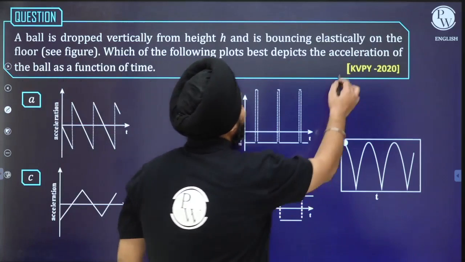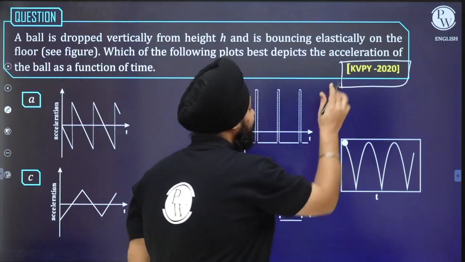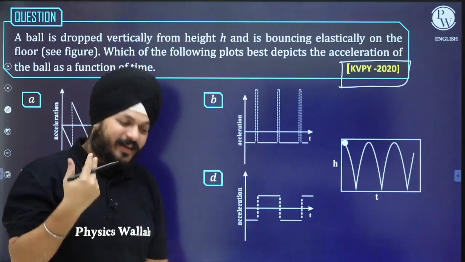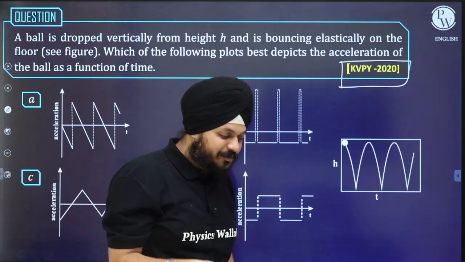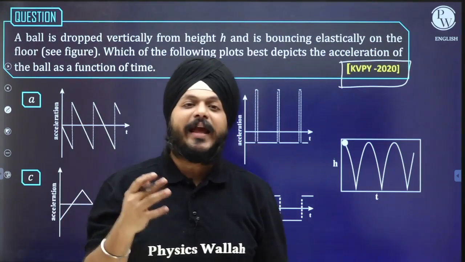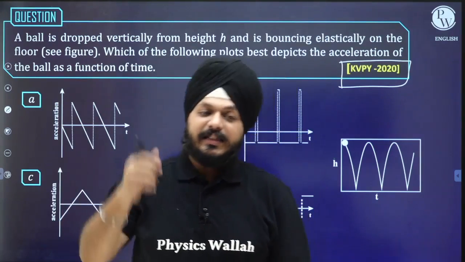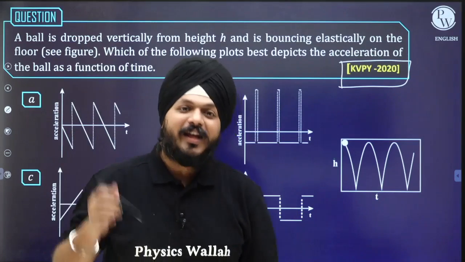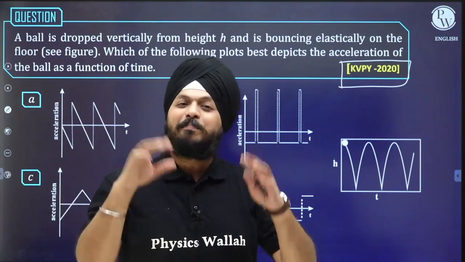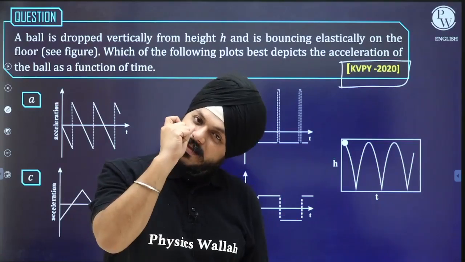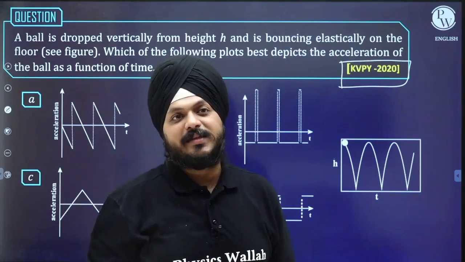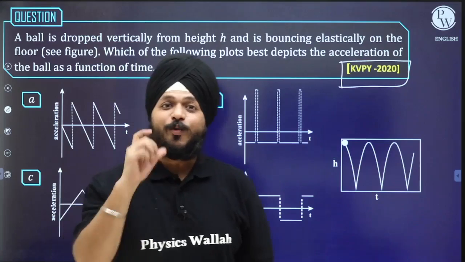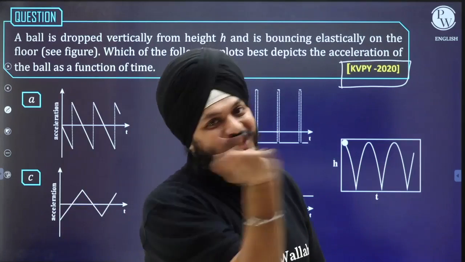It has been asked in KVPY 2020, and it is really fundamental, because we have heard thousands of times, if you have seen many lectures, everyone is saying g is always acting in the downward direction, but there is something fundamentally we are missing. What is that thing? We are going to analyze it in this question.